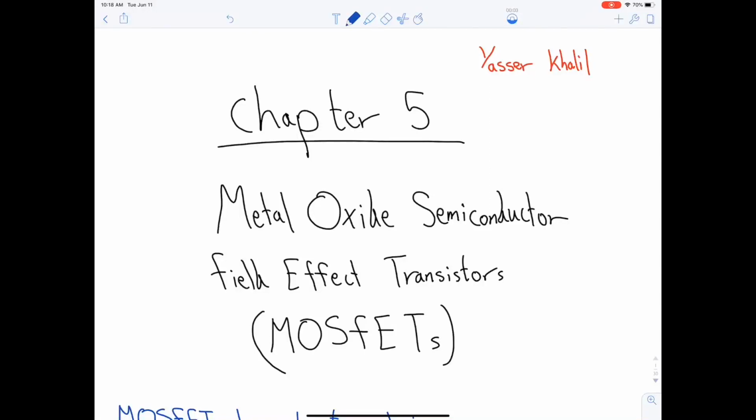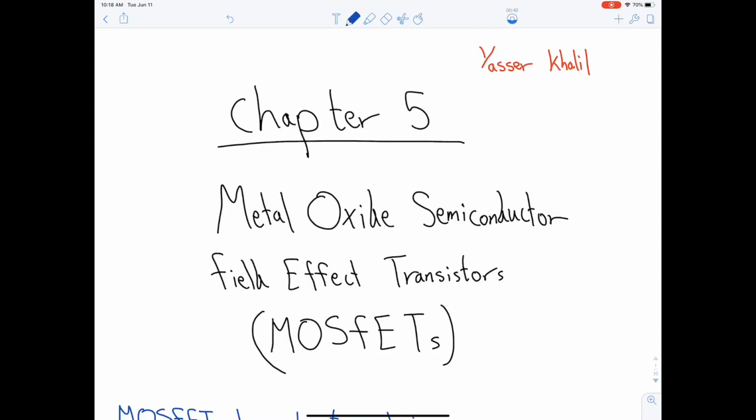Hello everybody. Today we're going to discuss chapter 5, Metal Oxide Semiconductor Field Effect Transistors, MOSFETs. Having studied the junction diode in chapter 3, which is the most basic two-terminal semiconductor device, we now turn our attention to three-terminal semiconductor devices. Three-terminal devices are far more useful than two-terminal ones because they can be used in a multitude of applications ranging from signal amplification to digital logic and memory.